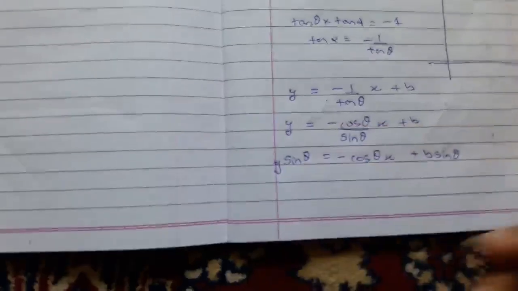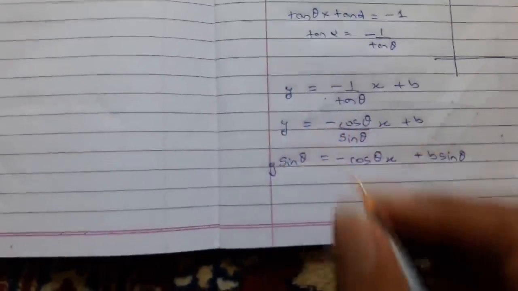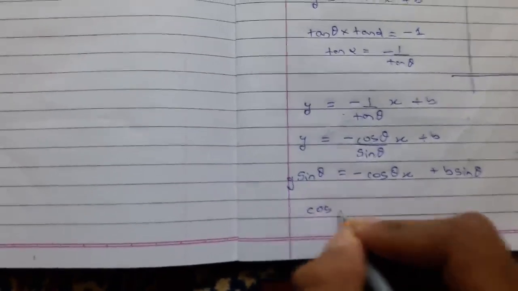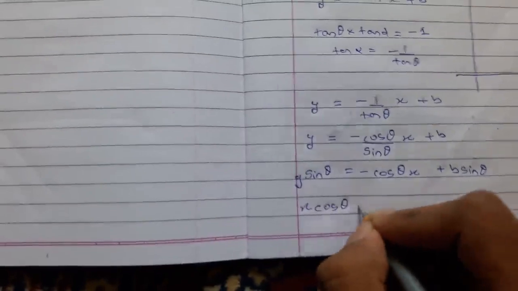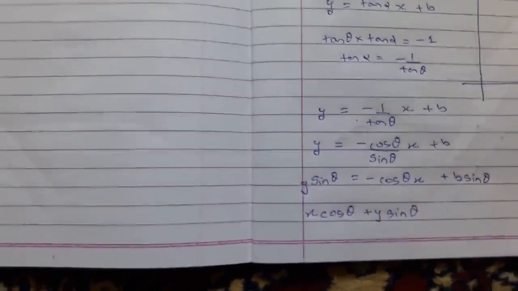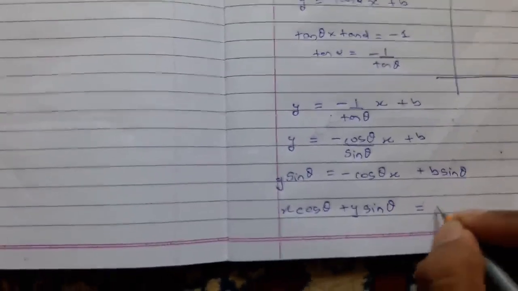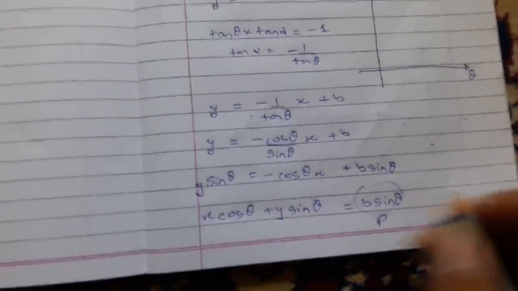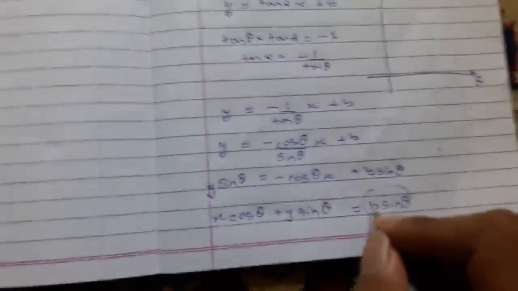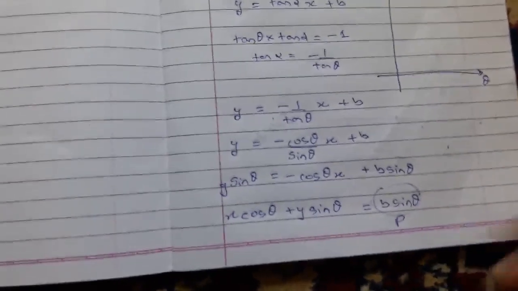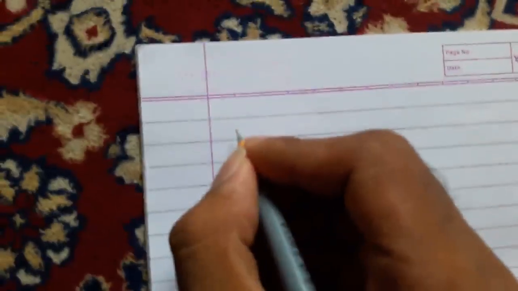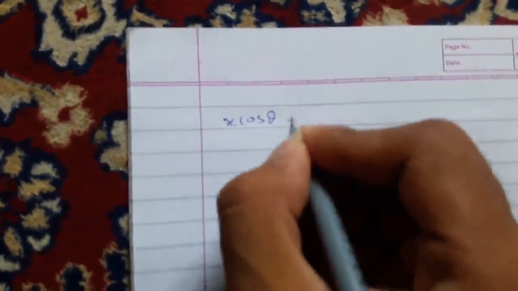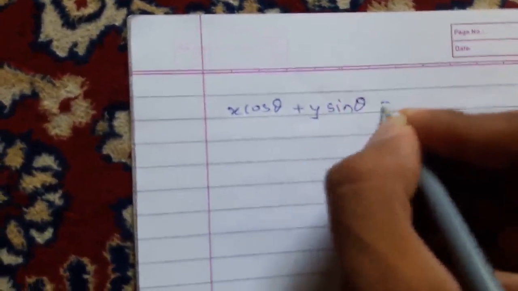I have multiplied by sine theta throughout. So let us take this cos theta x term over here. So I get x cos theta plus y sine theta is equal to b sine theta. Let me consider this b sine theta as some p. Because b is a constant and sine theta is a constant, p is another constant. So let me replace this whole thing by p. So I get x cos theta plus y sine theta is equal to p.